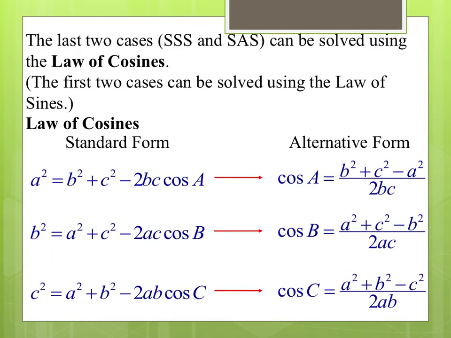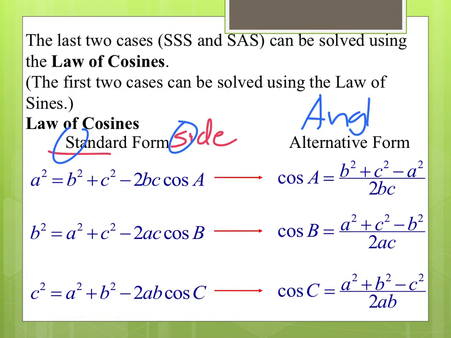There are two main forms. The first form is the standard form, and it's kind of convenient that standard form helps you solve for a side. See how they both start with S? And the alternate form will help you solve for an angle, and they both start with an A. So standard form, solve for a side. Alternate form, solve for an angle. And you can see there's a fairly big difference between the two formulas.